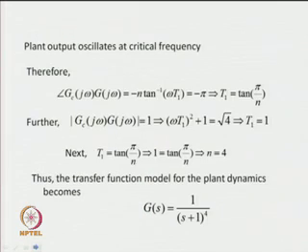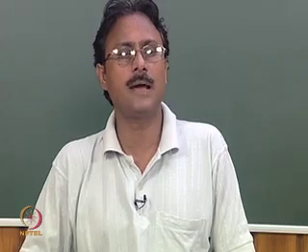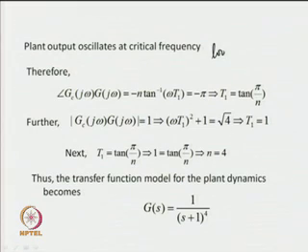Now, we get sustained oscillatory output from the system when the closed loop gain is equal to 1 and loop phase is equal to minus pi. At that time, we get sustained oscillatory output from the closed loop system. So, using that, the loop gain is equal to 1 and loop phase is equal to minus pi.